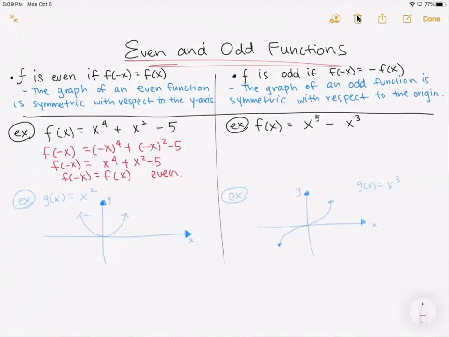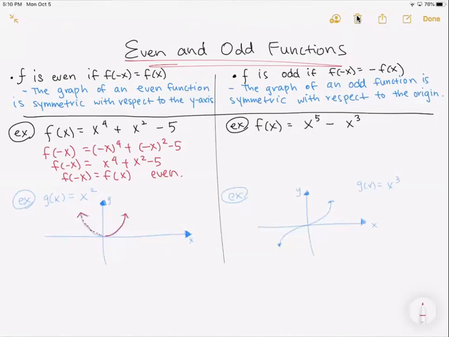Graphically, the graph of an even function is symmetrical with respect to the y-axis. This means I graph only half side, and when I fold it with respect to the y-axis, I get the mirror image, which is the other half of the graph. So graphically, we know that g of x equals x squared is an even function.